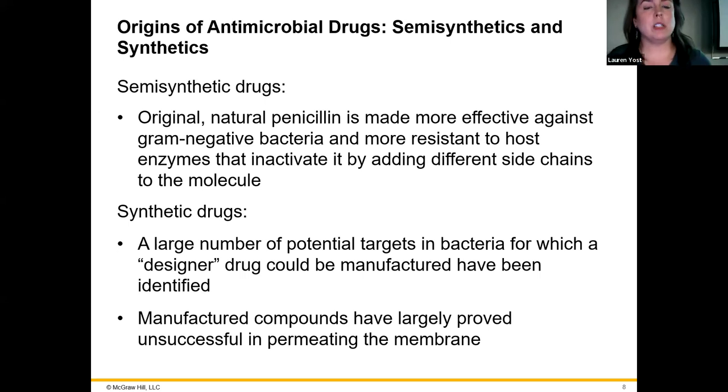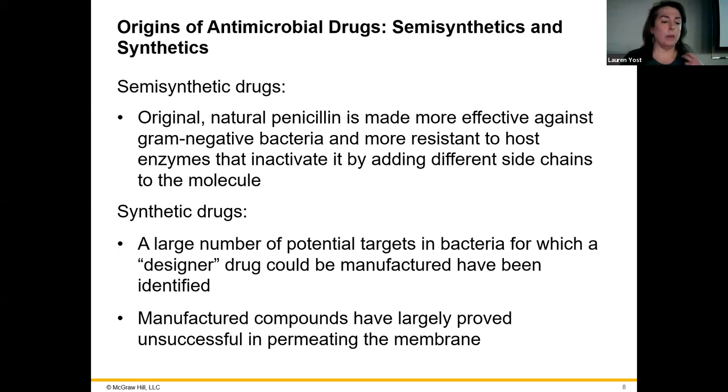All right, so back to those semi-synthetic drugs acting off of things like penicillin that we know the function and the structure of, maybe adding some side chains onto it to make it so now the bacteria are no longer resistant, or it's going to be more effective against gram-negative. We've mentioned previously about the cillins affecting cell walls.